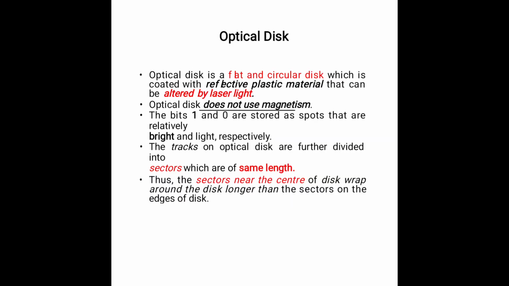The next thing is optical disc. It is a flat and circular disc which is coated with a reflective plastic material. It can be altered by laser light. Optical disc does not use magnetism. So the bits 1 and 0 are spots that are relatively bright and light respectively.